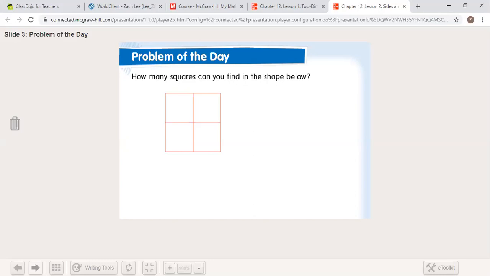All right, let's check and see. I got 5. If you did not get 5, let's take a look at it. You've got one giant square. There's 1, 2, 3, 4, and 5.